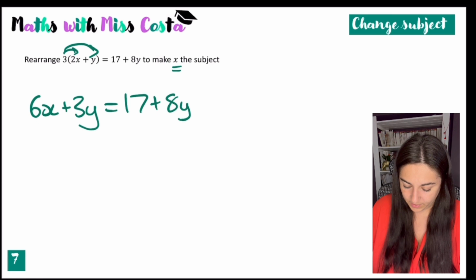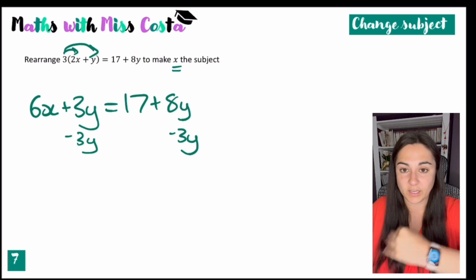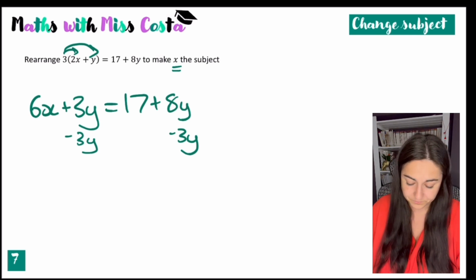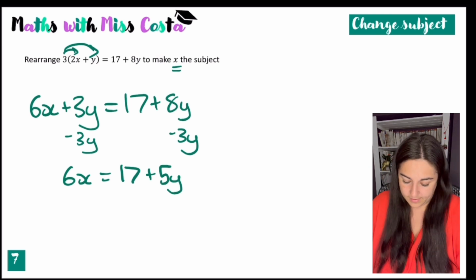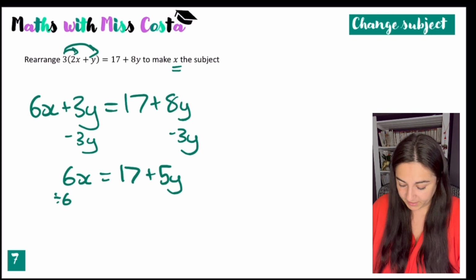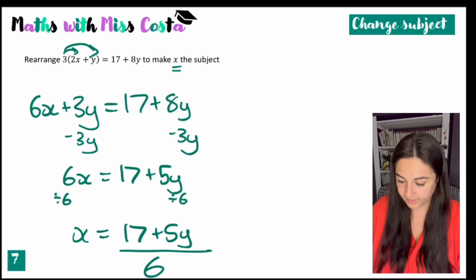What can I do? Well, I could subtract 3y from both sides to move it. Remember, when moving anything from one side of the equation to the other, you have to do the inverse. So we're left with 6x is 17 plus 5y. And then all I need to do to make x the subject is divide both sides by 6. So x is 17 plus 5y over 6.